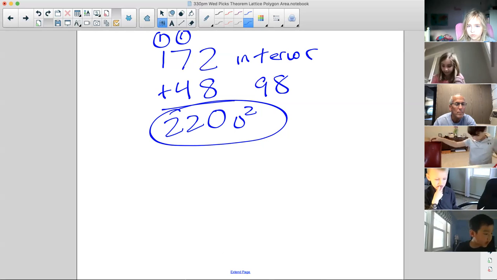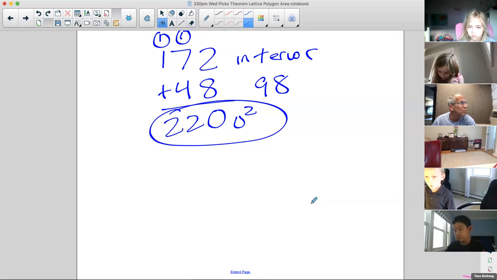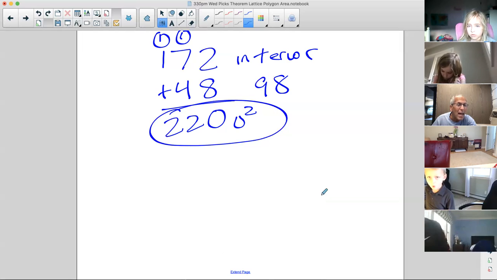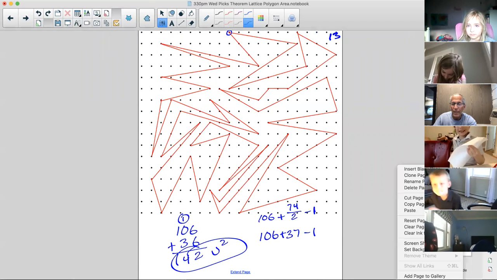And what about yours, Aaron? My packet didn't have that page. Oh, it's the last page. Well, anyway, guys, if you create something, Tess, please get your parents to print it for you and create something, figure out the area and send it to me. I will be so proud to show it to my other mathletes.